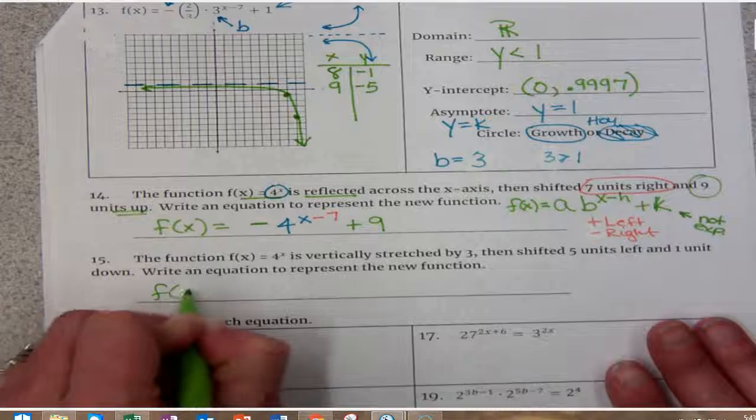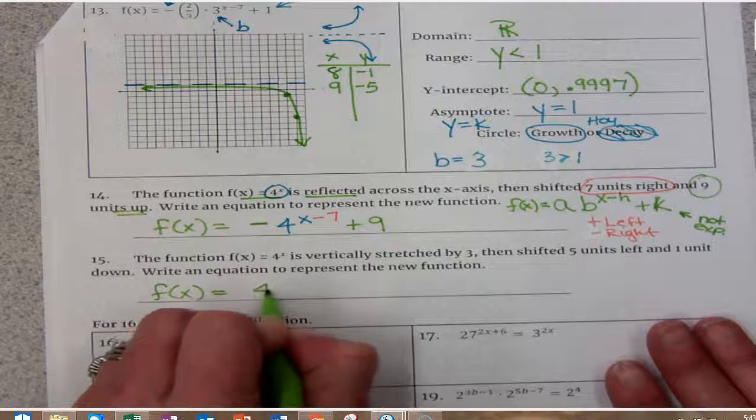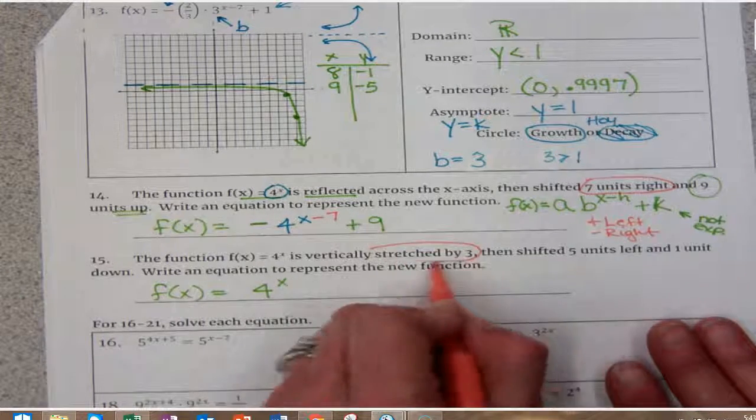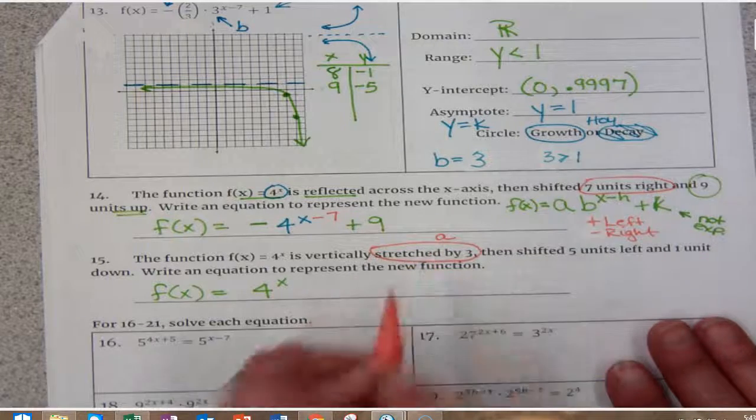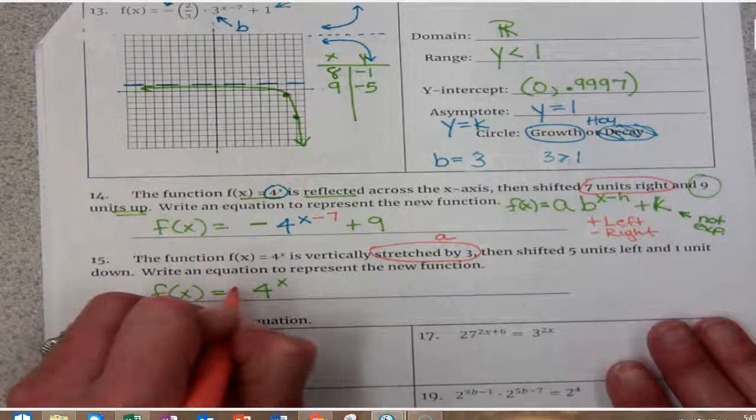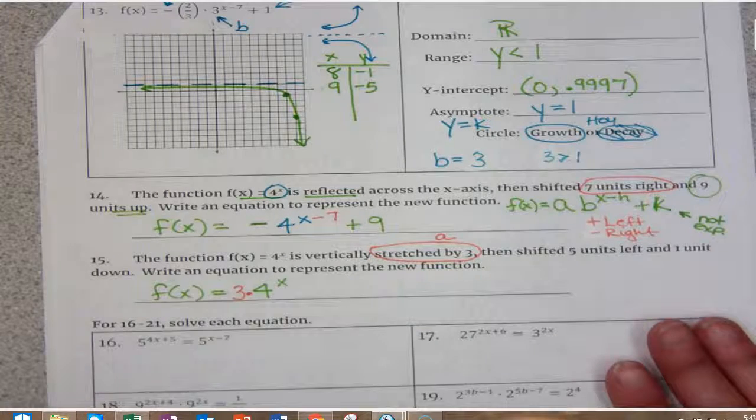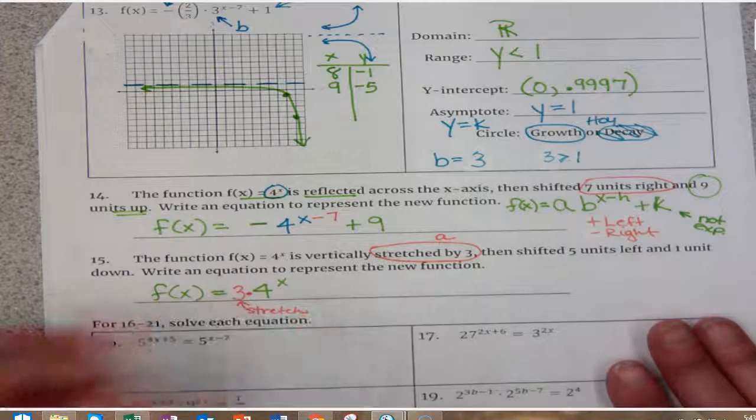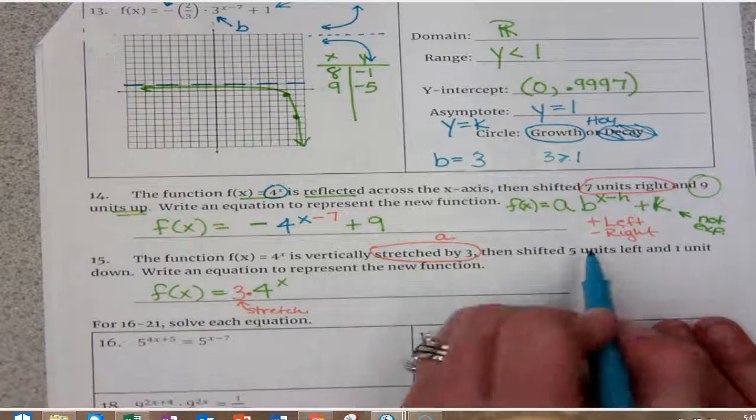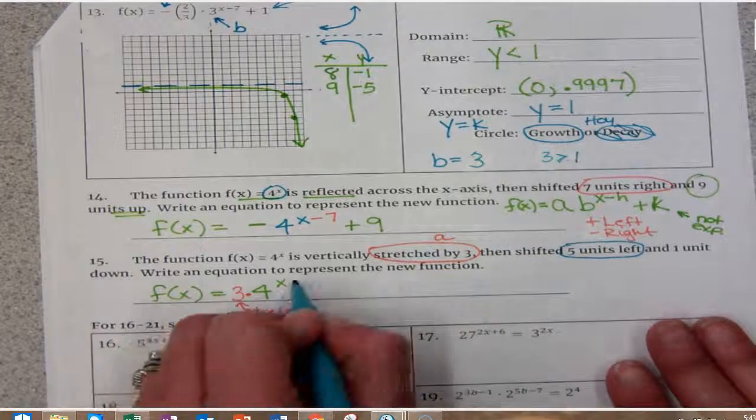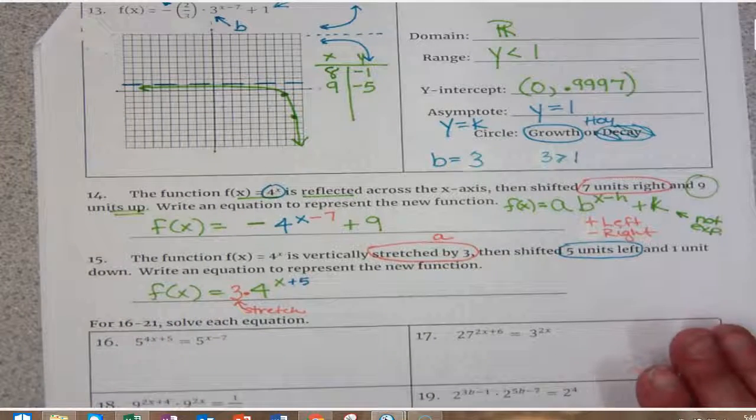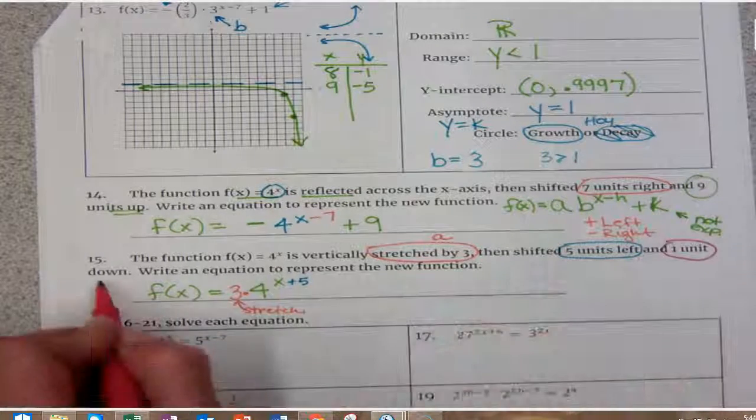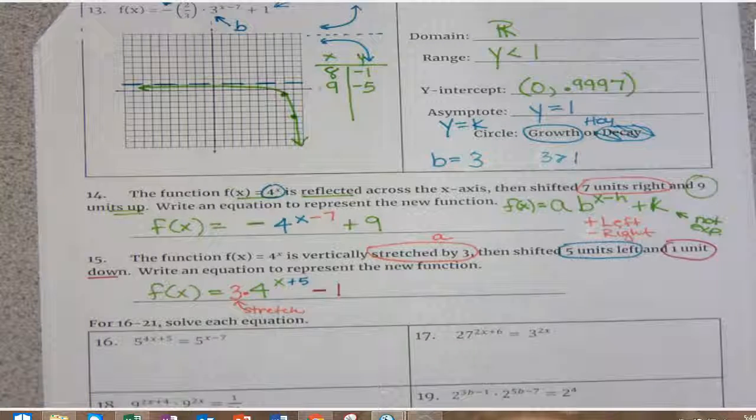Okay, so here we do the same thing. So f of x equals 4x. Now, it is vertically stretched. This means that your a is present. Your a has not been present, so that's that number here, 3 times. That's your stretch. All right? And then shifted 5 units left, so plus 5, and 1 unit down. So minus 1.